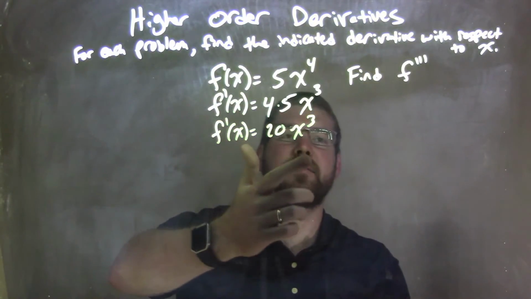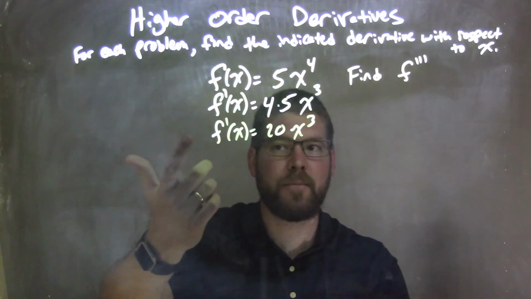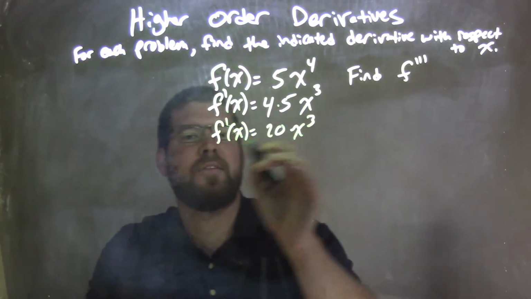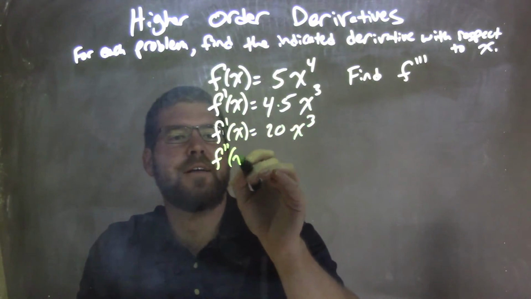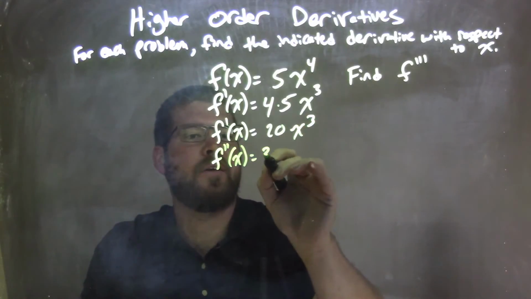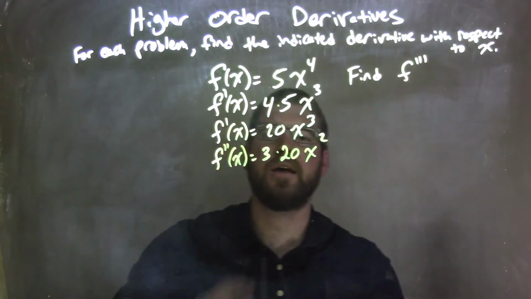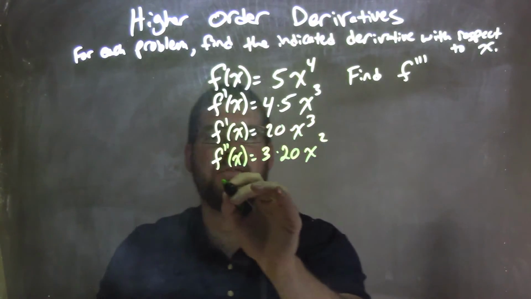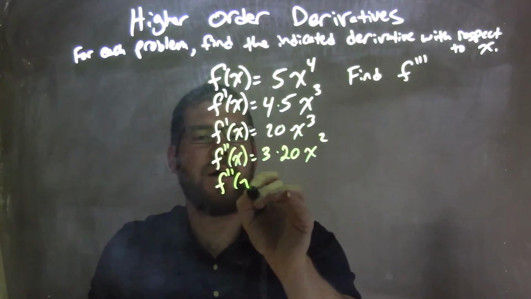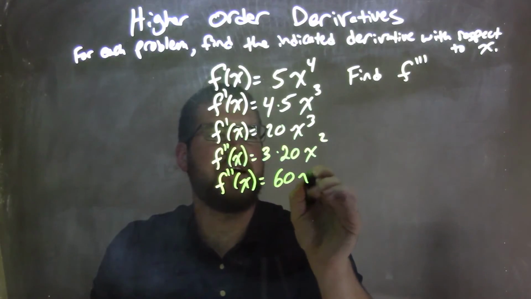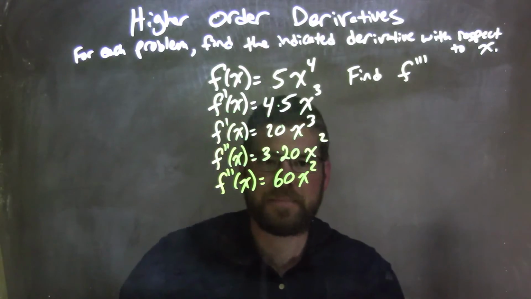I now need to take the derivative again, find f double prime, right? And so I'm going to use the power rule a second time here. 3 comes out up front, 3 times 20, x to the second power, and 3 times 20 is 60. So we have f double prime of x is equal to 60x squared. We subtract the exponent by 1.